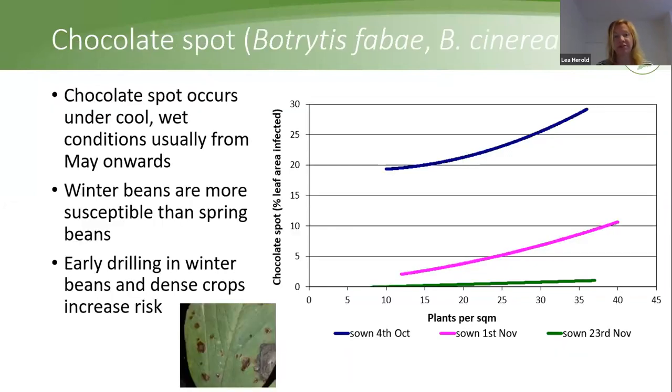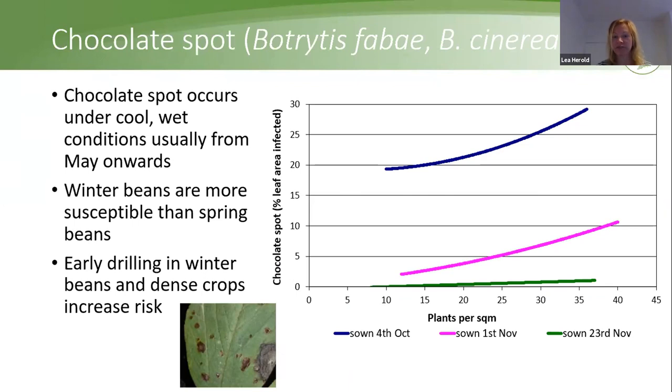But to start with, we'll talk about chocolate spot. Chocolate spot is caused by the pathogens Botrytis fabae and Botrytis cinerea. It usually occurs from May onwards under cool and wet conditions. Generally speaking, winter beans are more susceptible than spring beans.